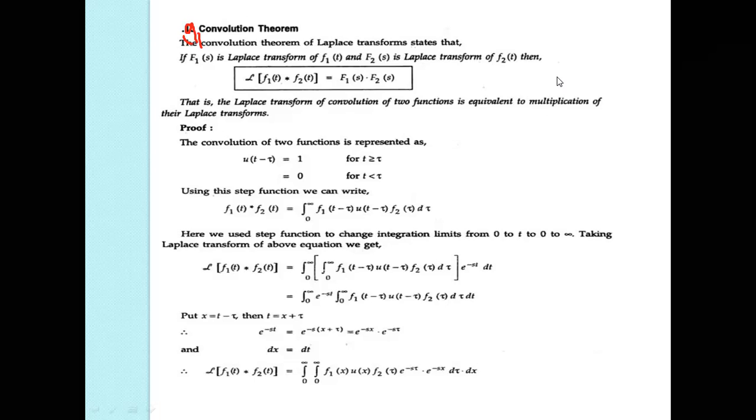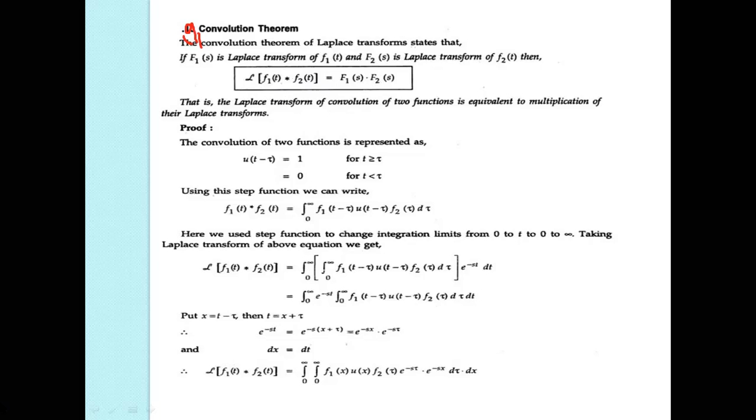Here also we can take two signals, f1 of t and f2 of t, convolve both the signals, then apply the Laplace transformation. In the frequency domain it is a product. So if F1 of s is the Laplace transformation of f1 of t, and F2 of s is the Laplace transformation of f2 of t, then the Laplace transformation of f1 of t convolved with f2 of t is equal to F1 of s times F2 of s.